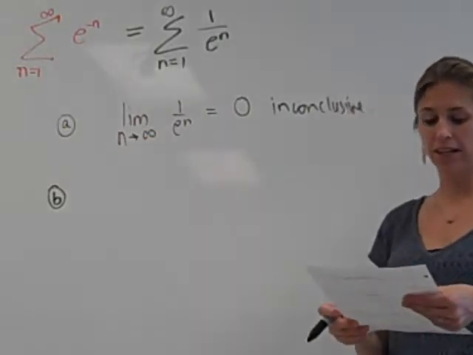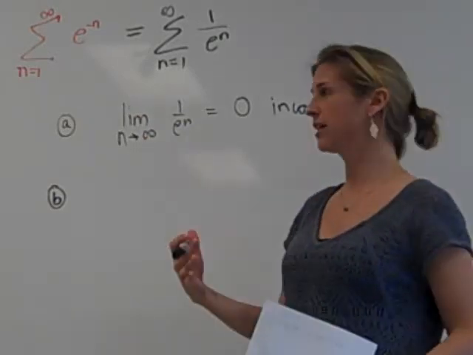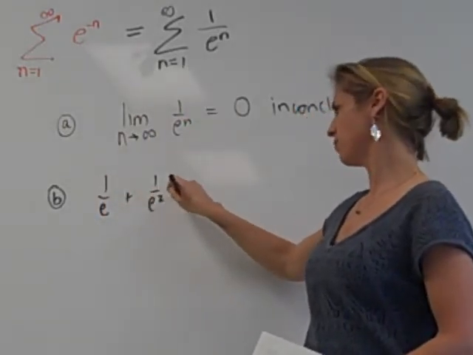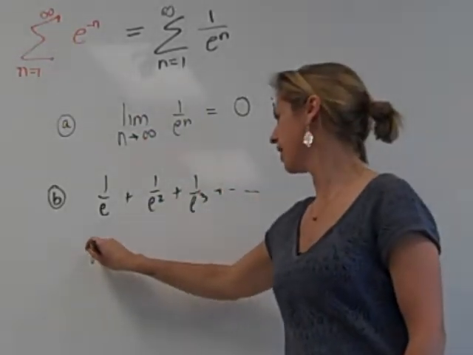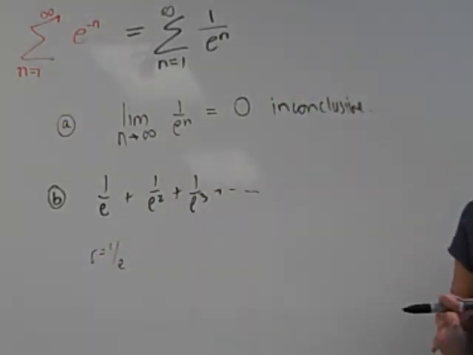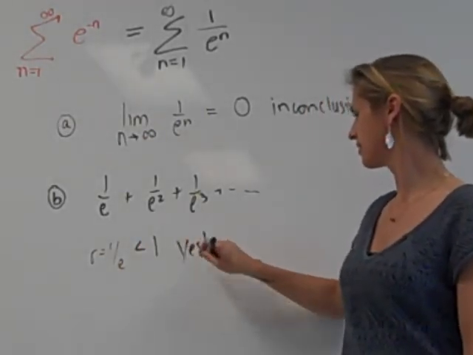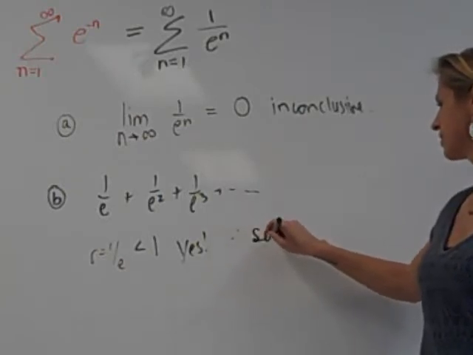Okay, part B. Let's see if this is geometric. Is it? Yes. Okay, if I'm not sure, I start getting a couple of the first terms. If I plug in 1, I get 1 over e. When I plug in 2, 1 over e squared. Plug in 3, 1 over e to the third. So the multiplier is 1 over e. And what does that have to be less than to make it converge? 1. Is 1 over e less than 1? Yes, it is. e is like 2, so 1 over 2 is less than 1. So therefore the series converges.